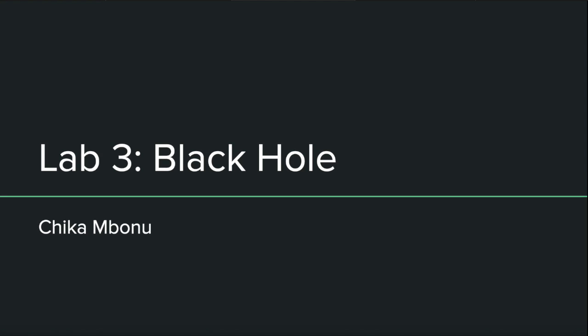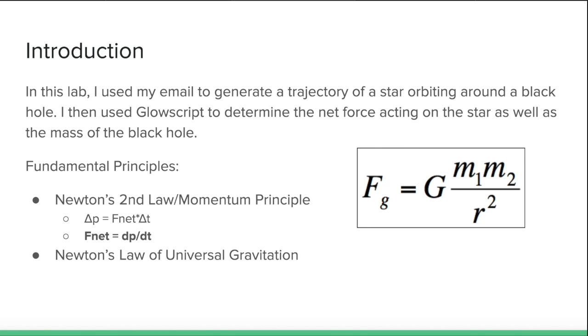3, which is the black hole lab. So in this lab, I use my email in order to generate a unique trajectory of a star orbiting around a black hole. And then I use GlowScript in order to determine the net force acting on the star, as well as to find the mass of the black hole.